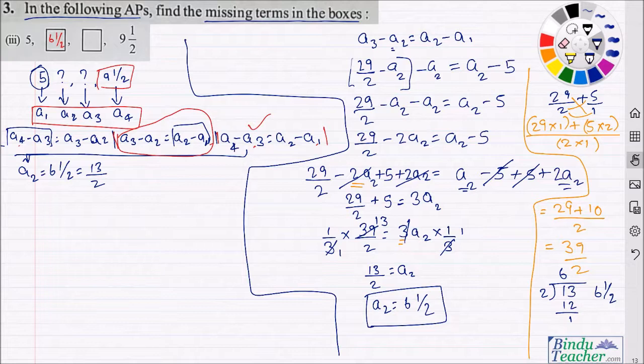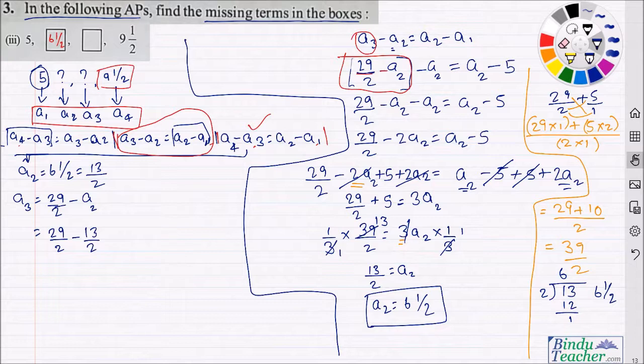We already have a formula for A3. If you remember, we wrote the value of A3 here. Let me just circle it here. See, so the value of A3 was equal to 29 by 2 minus A2. So let's use that formula. We will say A3 equals 29 by 2 minus A2. Now 29 by 2 minus, we know the value of A2 as 13 by 2.